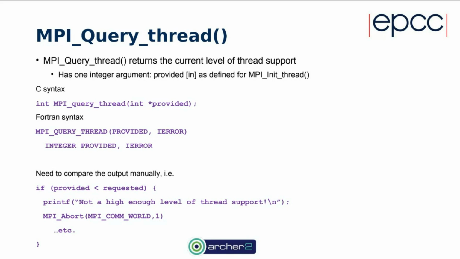Whether using MPI_Init_thread or MPI_Query_thread, it's sensible to have some error handling. If the provided level of thread support was less than what you asked for, you probably want to take some sensible avoiding action and stop the program, because the level of thread support wasn't good enough for what you wanted to do and something bad might happen. It's probably best to bail out now, rather than carrying on and producing some dodgy results.